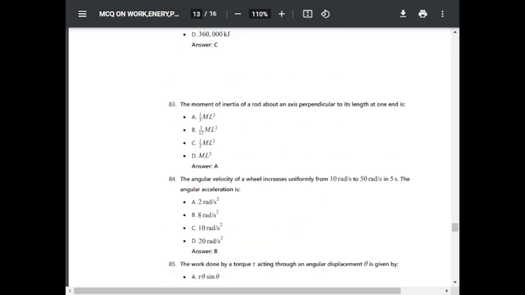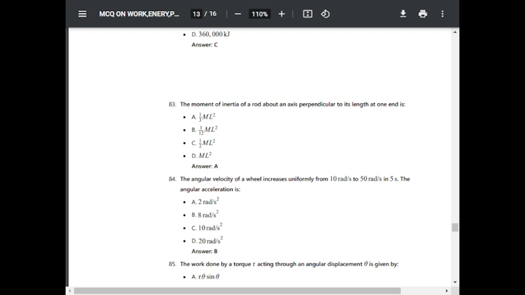Question number 83. The moment of inertia of a rod about an axis perpendicular to its length at one end is: option A, 1/3 ML square, option B, 1/12 ML square, option C, 1/2 ML square, option D, ML square. The correct answer is A, 1/3 ML square.